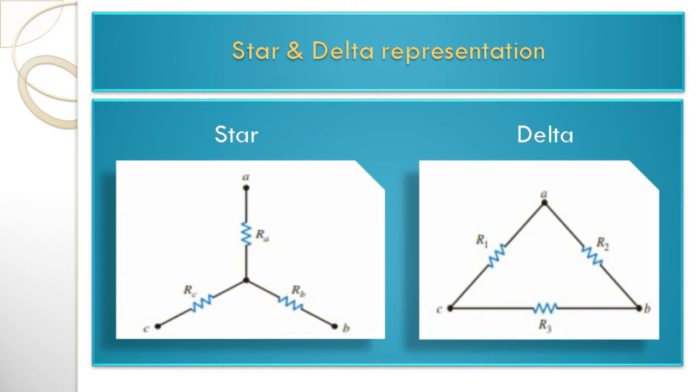Then how to identify whether a given representation is star or delta? If all three resistances are connected at one common point, then that network must be a star network. And if both the ends of the resistances are connected to other resistances like R1, R2 and R3, then that network is called a delta network.